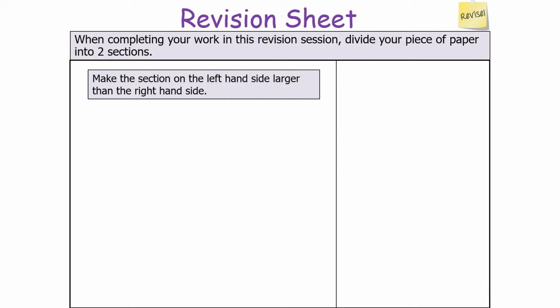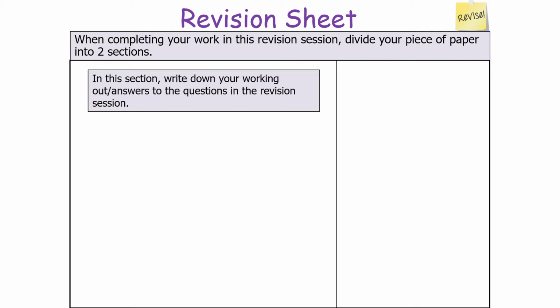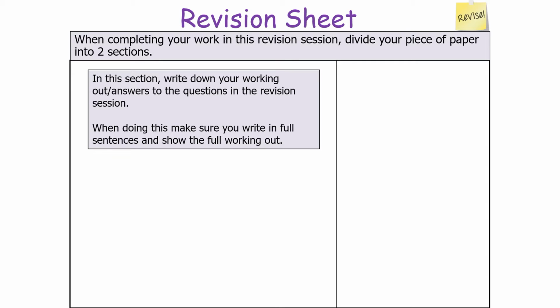Well, when completing your work in this revision session, divide your piece of paper into two sections. Make the section on the left hand side larger than the section on the right hand side. In this left hand section, write down your working out or answers to the questions in the revision session. Now when you're doing this, make sure to write in full sentences and show your full working out.